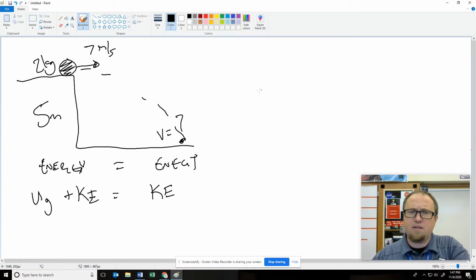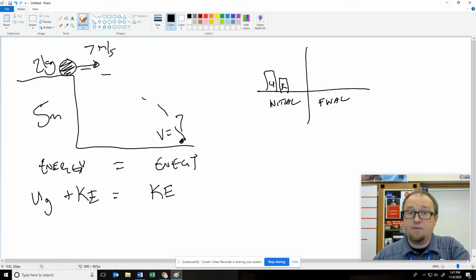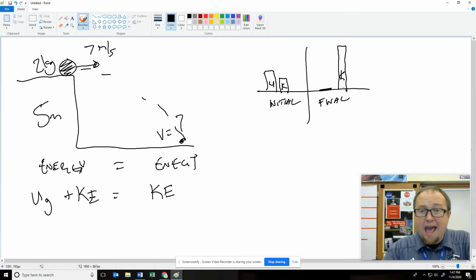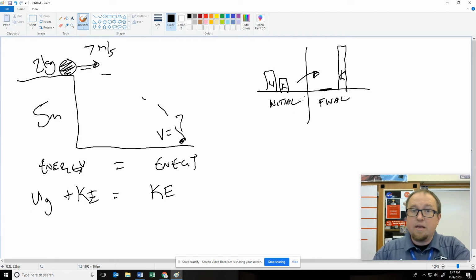Another way that some different researchers have talked about this, and I actually kind of like this one, is to say, hey, initial and final. Initially, I have some gravitational and I have some kinetic. And at the end, I don't have any gravitational, but I have a lot of kinetic. And as long as there's no friction, I can say that these are equal.